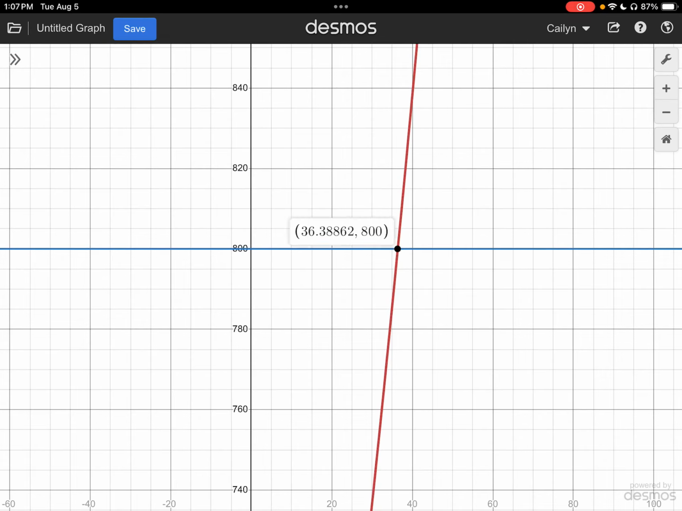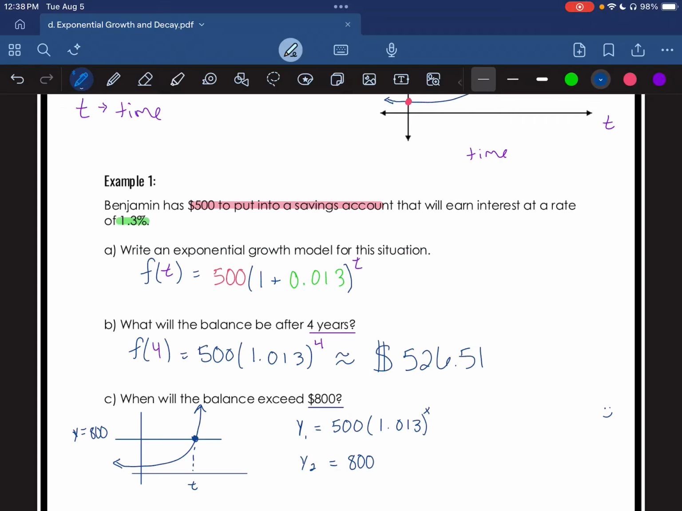And so if I just click right there, Desmos is pretty smart. It says, I bet you want to know where these intersect. And so that intersects right there at 36.38862. And we can round to the nearest whole number, which would be 37 years. All right, so we found that this will happen after t is about 37 years. We'll round to the nearest whole year.